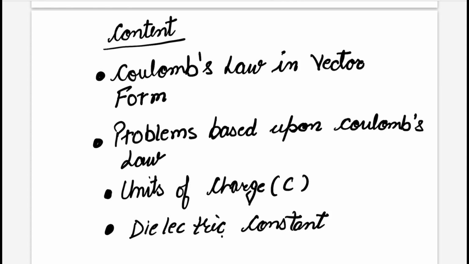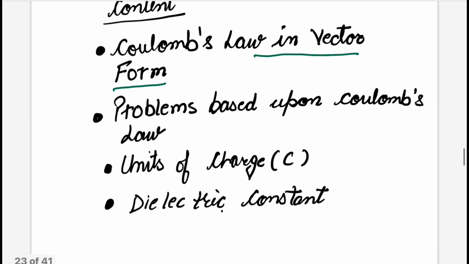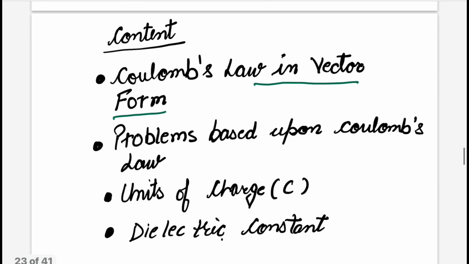Dear students, in today's class we will discuss Coulomb's law in vector form. In the previous video we discussed Coulomb's law. Today we will discuss it in vector form. You know what a vector is? If I say A is any vector, then it means that A will have a magnitude as well as direction.